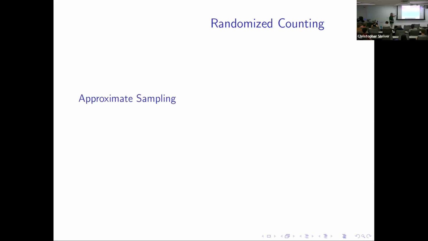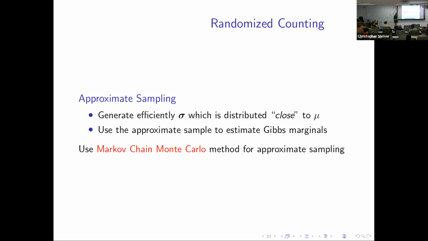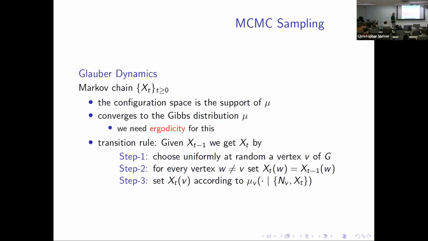So, approximate sampling. We want to estimate marginals by using approximate samples from the Gibbs distribution, right? And what we are going to do here is use the Markov chain Monte Carlo method, MCMC as we call it. Particularly, we're using what we call the Glauber dynamics Markov chain.